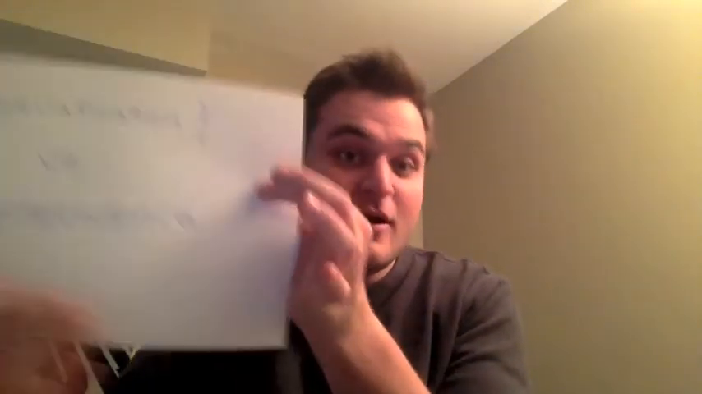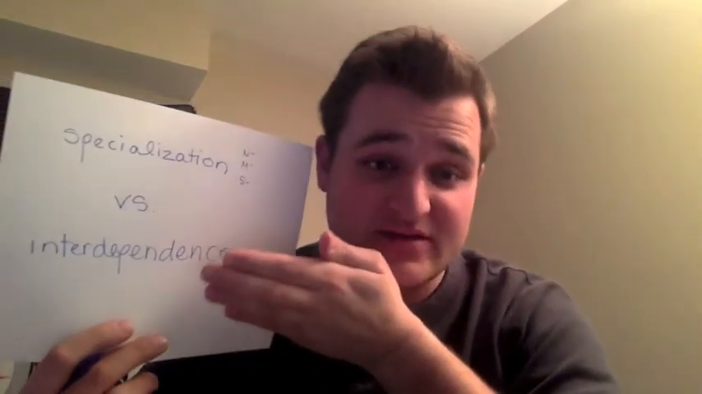Okay, so what I want you to do right now, and you can pause the video to do this, is actually to write. And you could do it this simply. You could say New England, Mid-Atlantic, and Southern. NMS. What did New England specialize in? What did the Mid-Atlantic colonies specialize in? And what did the Southern colonies specialize in? Okay. And then remember interdependence.